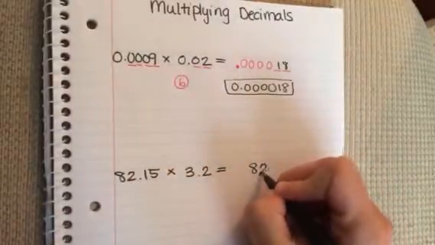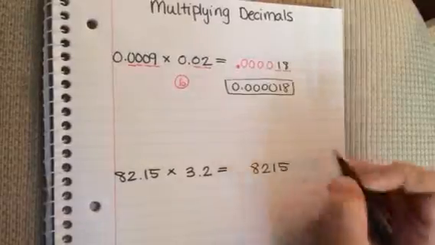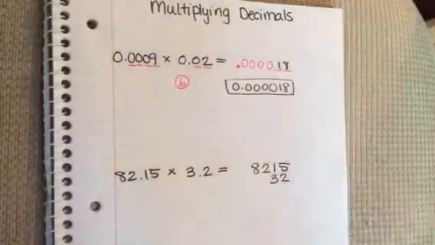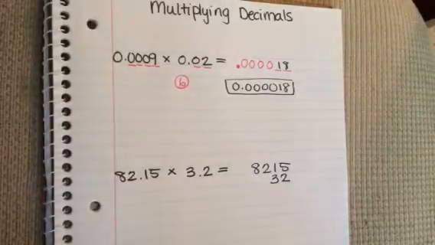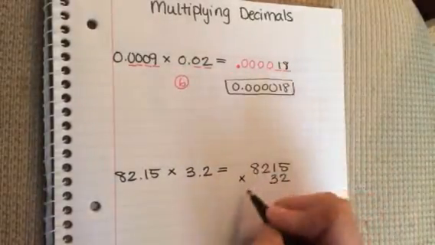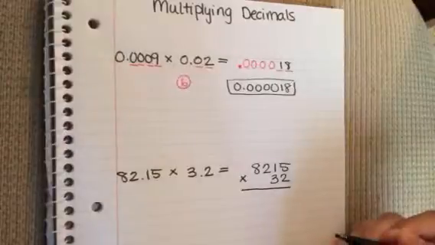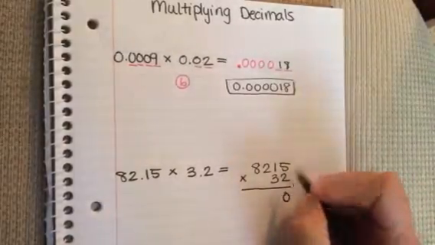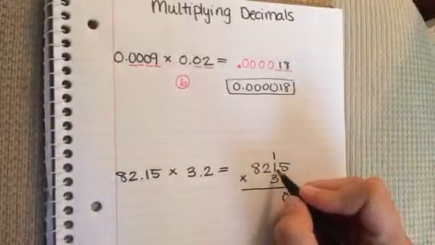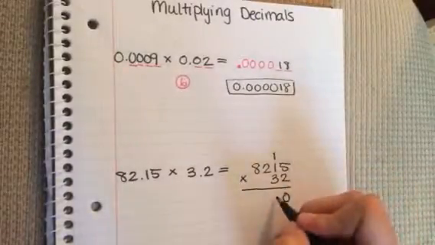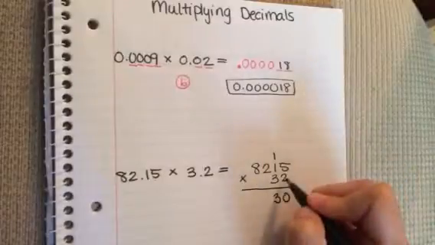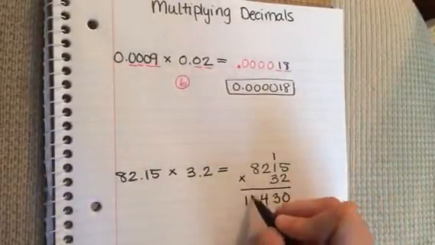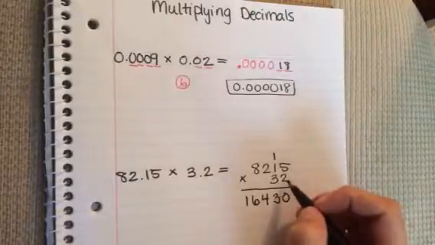So I can go ahead and write 8, 2, 1, 5, and then this one here as 3 and 2. Okay, I'm going to multiply this out as if it were whole numbers and not decimal numbers. 2 times 5 is 10, carry the 1. 2 times 1 is 2, plus 1 is 3. 2 times 2 is 4. 2 times 8, 16. Okay, done with my 2.